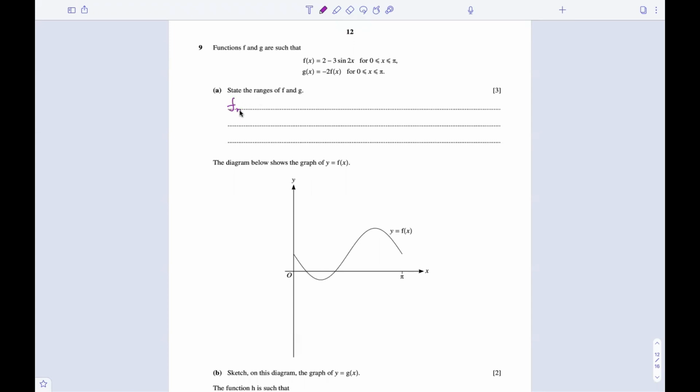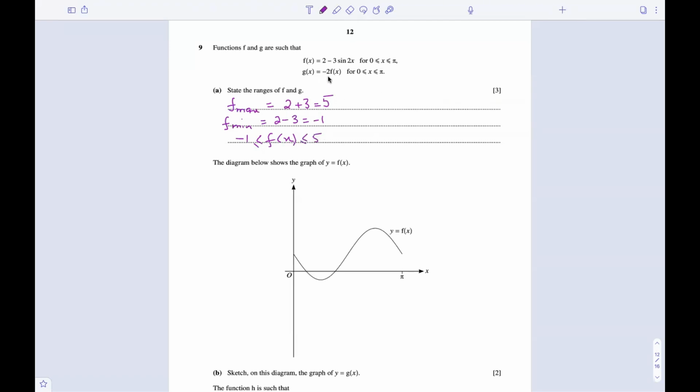So for the maximum value of f, we add 2 to the amplitude, which is 3. So this will become 5. And for the minimum value, we subtract the amplitude from 2, which will become minus 1. So f of x will be greater than or equal to minus 1 and less than or equal to 5.